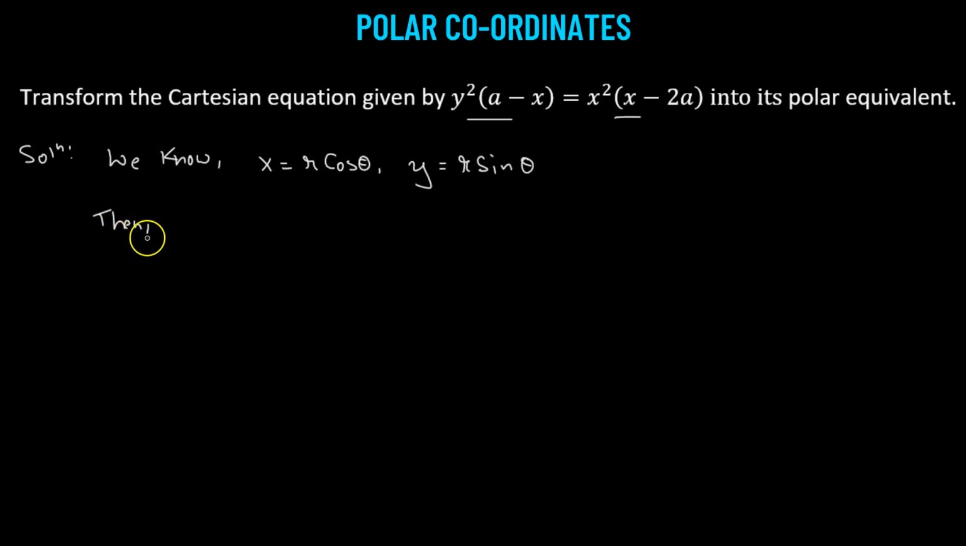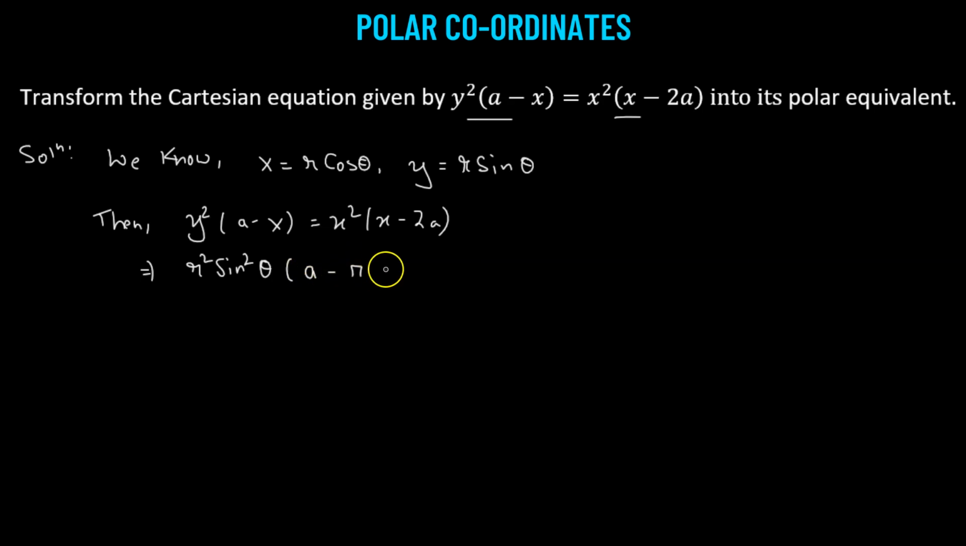So our equation, y squared times (a minus x) equals x squared times (x minus 2a), will now become r squared sine squared theta multiplied by (a minus r cosine theta) equals r squared cosine squared theta multiplied by (r cosine theta minus 2a). All we've done is replace the values of x and y with the corresponding values.